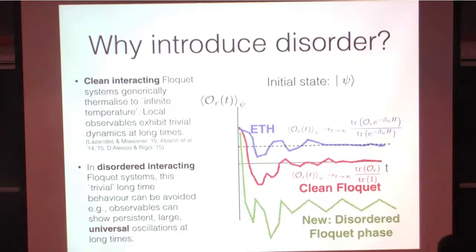But it turns out that if you now introduce disorder, you can disrupt this runaway heating to infinite temperature. And in the systems I'll consider today, these disordered Floquet systems, at long times, local observables can show non-trivial oscillations, which are universal and robust and do not die away in the thermodynamic limit. And this is a sort of boon to experimentalists, because it means that if you can probe the system for long enough and measure these observables, you can distinguish different Floquet phases. And I'll talk about that in a bit more detail.